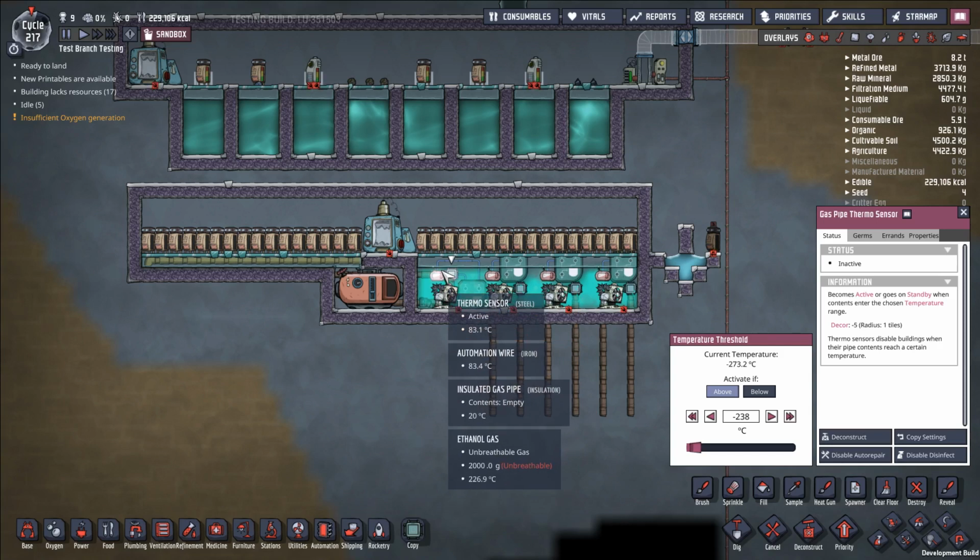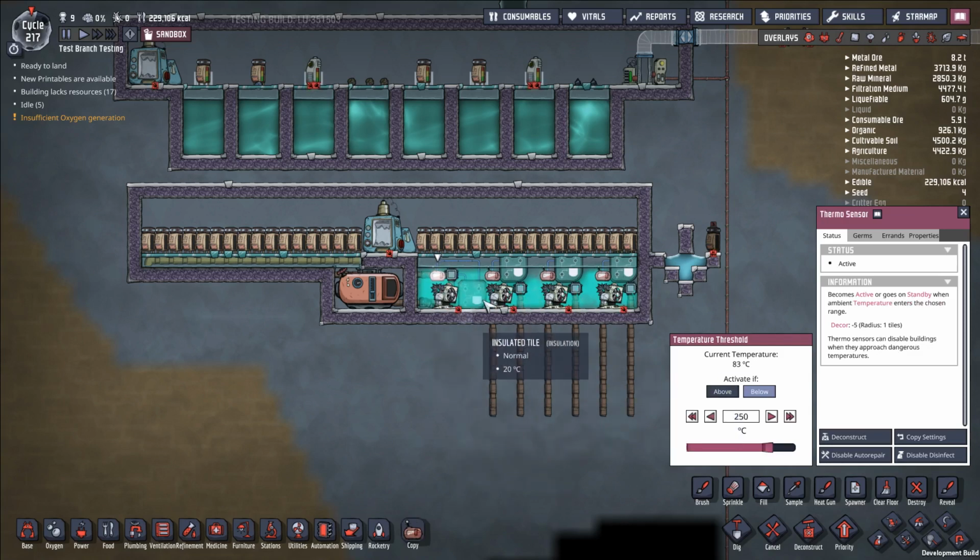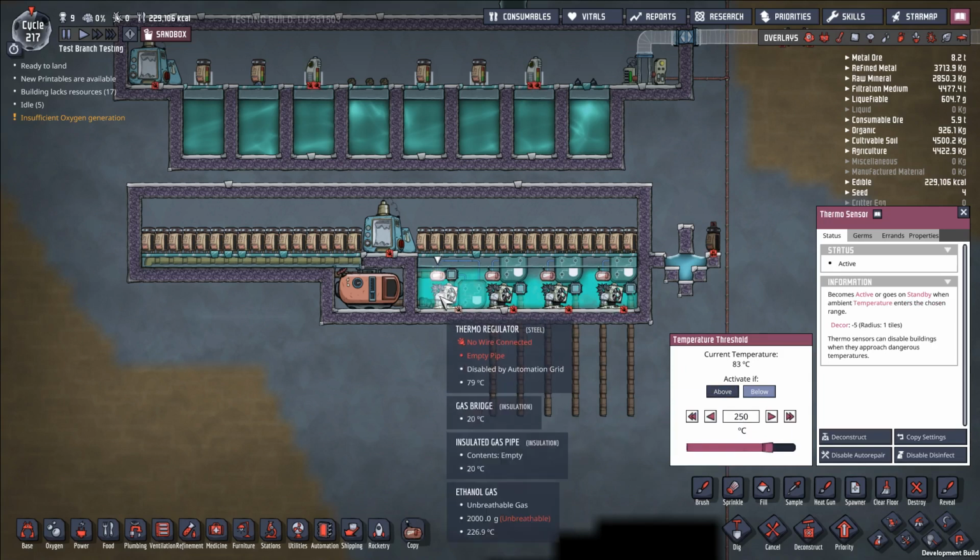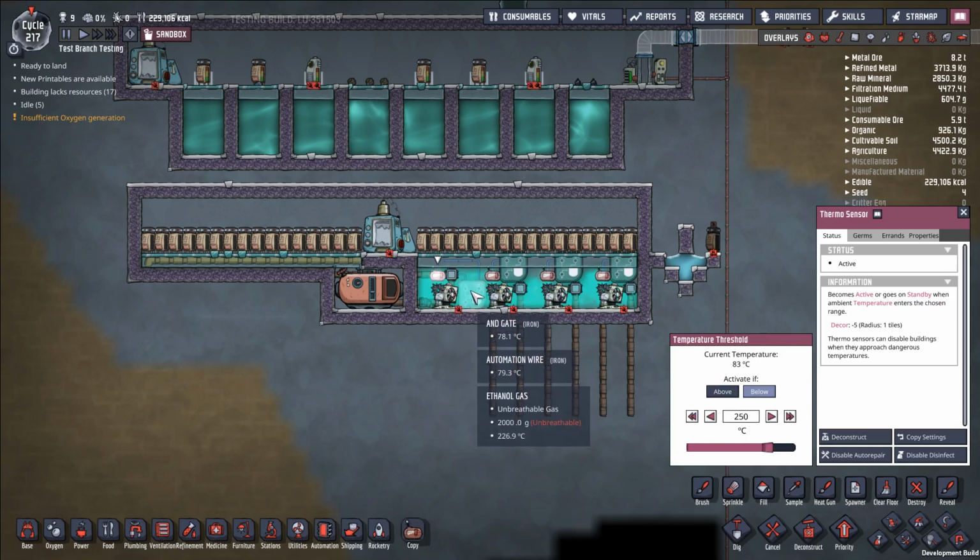And the other condition I want set before this can run is that I don't want the ambient temperature around the thermoregulator to be so high that it melts or breaks the thermoregulator, right? I don't want to take overheat damage on my thermoregulator. So I have a temperature sensor in here saying that the temperature has to be below 250 degrees. So if both these conditions are true, if the coolant coming in is sufficiently warm that I can still cool it down, and if the ambient temperature around the thermoregulator is sufficiently low that I won't break it by adding more heat, then the system will run.